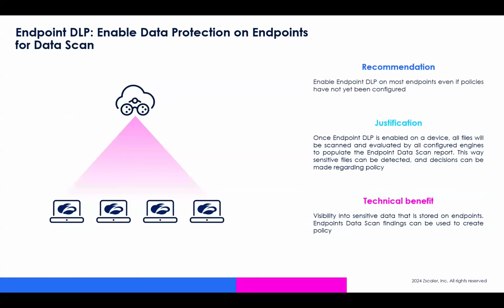To conclude, here are the actions you should take. First, you should enable data protection on endpoints in order to perform a data scan. This is done before policies are configured. Once Endpoint DLP is enabled on a device, all files will be scanned and evaluated by all configured engines to populate the Endpoint Data Scan report. This way, sensitive files can be detected and decisions can be made regarding policy.